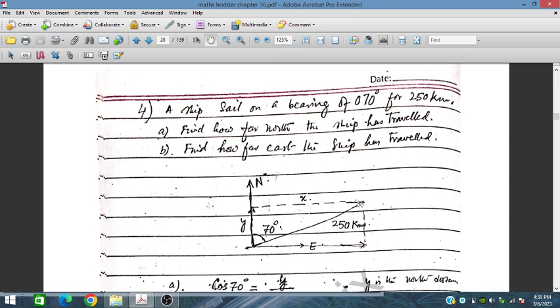We have to find this distance. So this is part 1. And part 2: find how far east the ship has traveled. So in part A, this is cos 70 degrees, this is 250 and this is y.